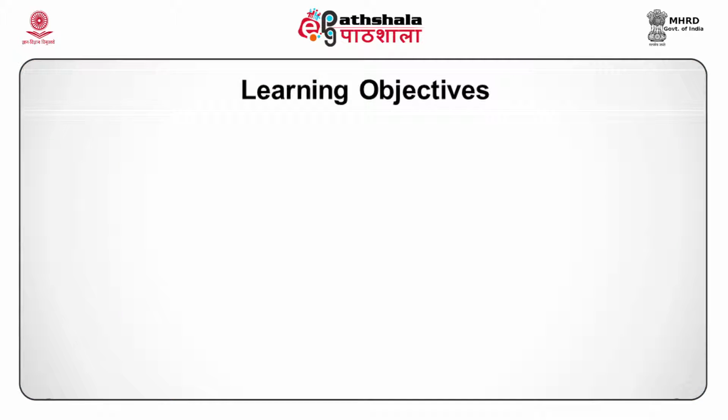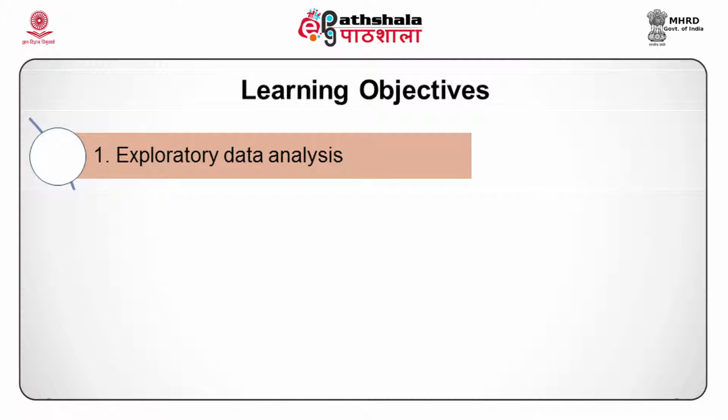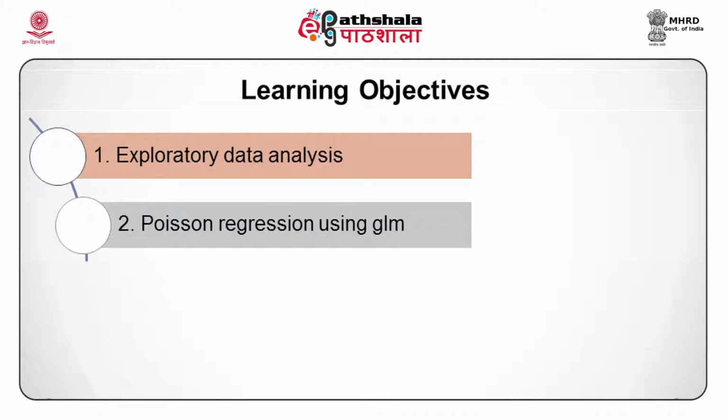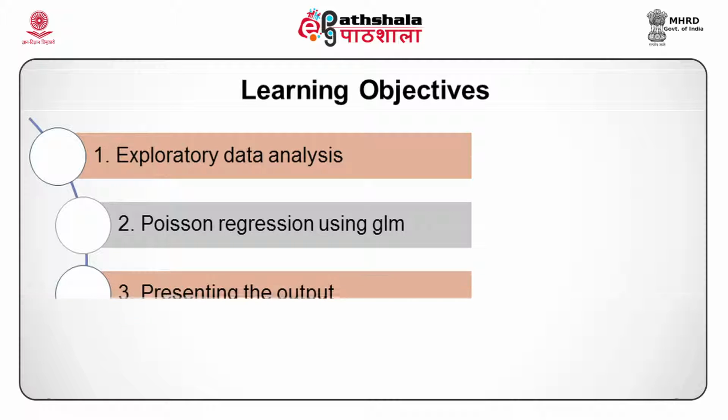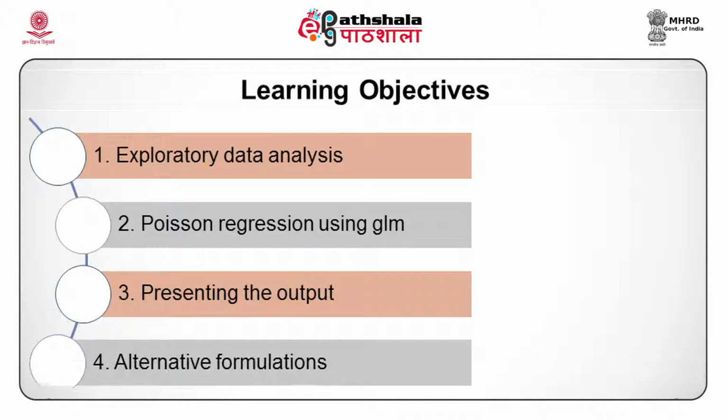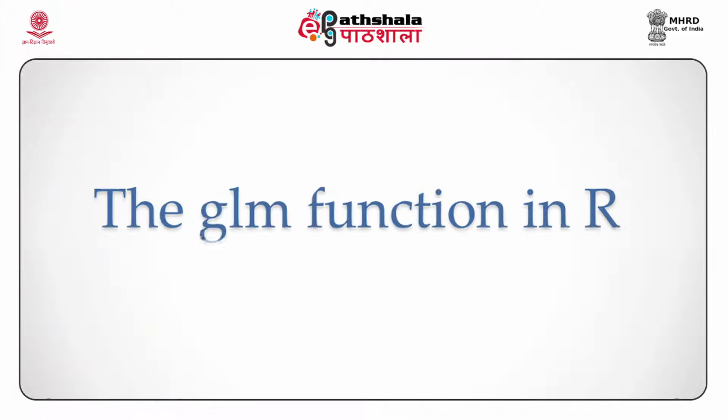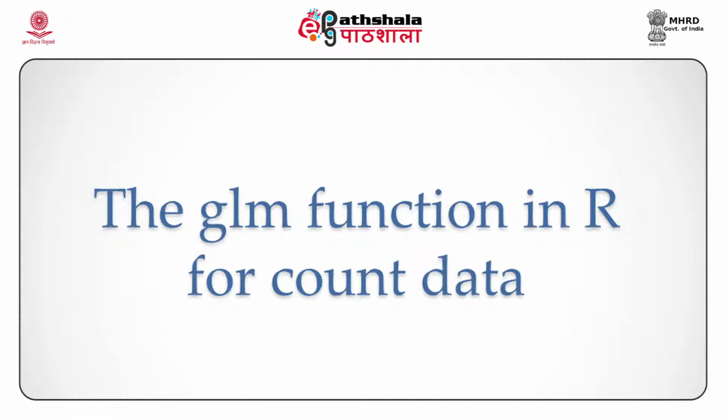Learning objectives for this module. First, we shall perform some exploratory data analysis using R on a simulated data set which was obtained from the UCLA website. Next, we shall fit a Poisson regression using GLM. We shall look at alternative ways of presenting the output. And finally, we shall look at some alternative formulations for the case where we have a count variable as an outcome.